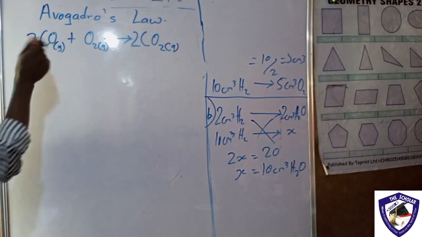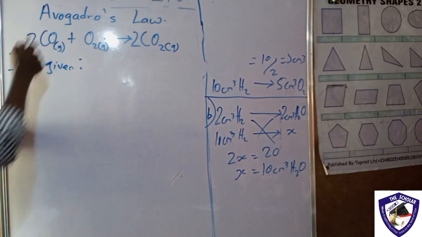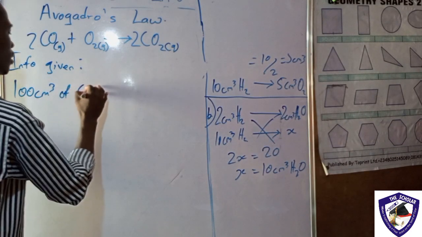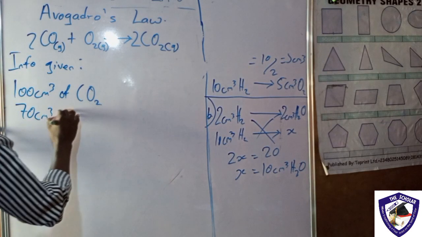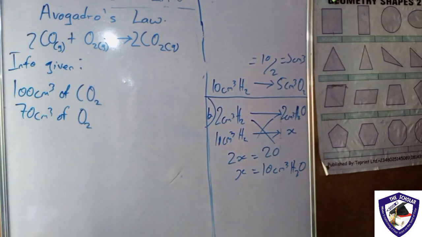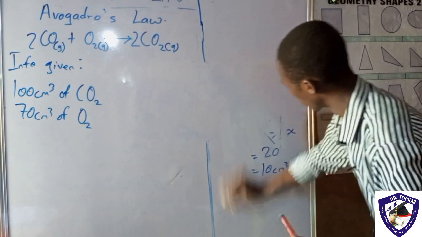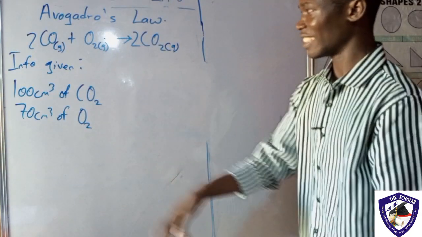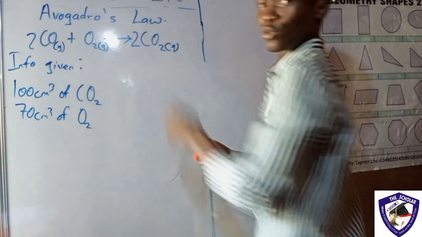Now the data given, information given. You were given 100 centimeter cube of what? Of CO and 70 centimeter cube of what? Of oxygen. Are you with me? Now the same way we solved the first question, that's how we are going to solve the second question also. We are going to look at the gas that is in excess, either carbon dioxide or oxygen. Are you with me?